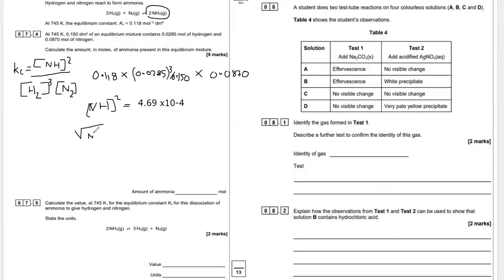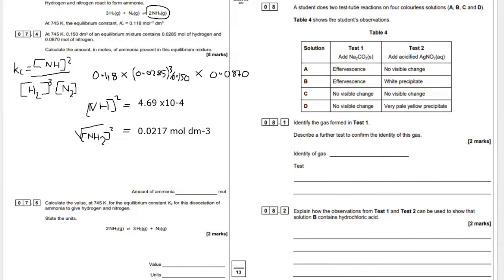And if we square root the NH3 squared, we're going to get rid of the square. And we are going to find the concentration is 0.0217, and that is in mol dm to the minus 3 of our ammonia molecules.